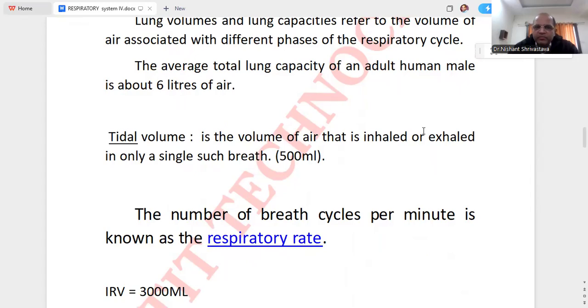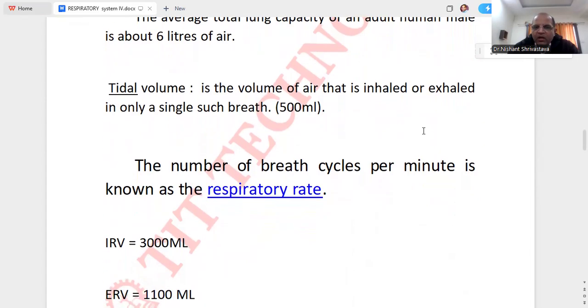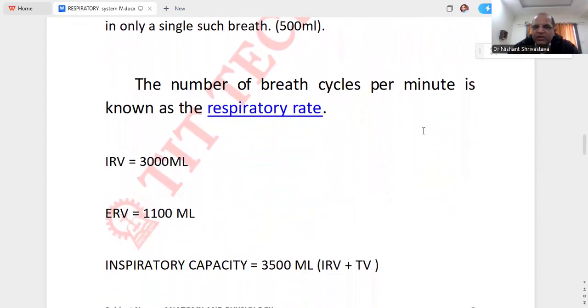So the tidal volume is the volume of air that is inhaled or exhaled in a single breath. Means we take only 500 ml of air at a single breath. So this is called tidal volume. The number of breath cycles per minute is known as the respiratory rate. So approximately 16 to 18 times per minute.